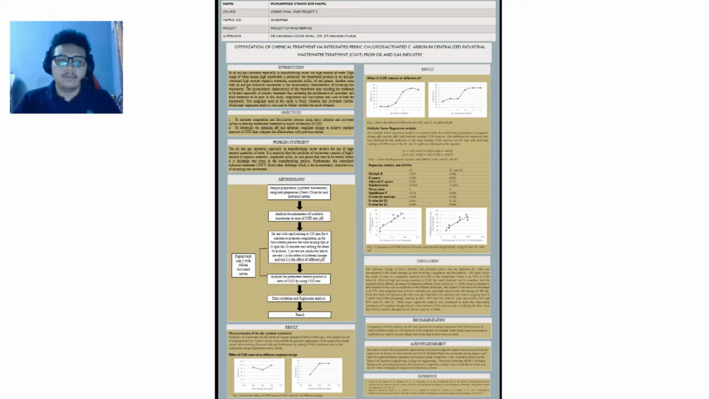My name is Muhammad Syahir bin Hamil, and the title of my final year project is the optimization of chemical treatment via integrated ferric chloride and activated carbon in centralized industrial wastewater treatment from the oil and gas industry.